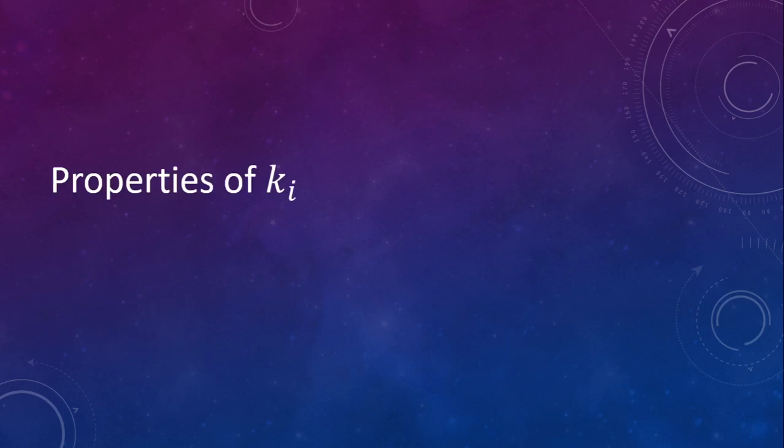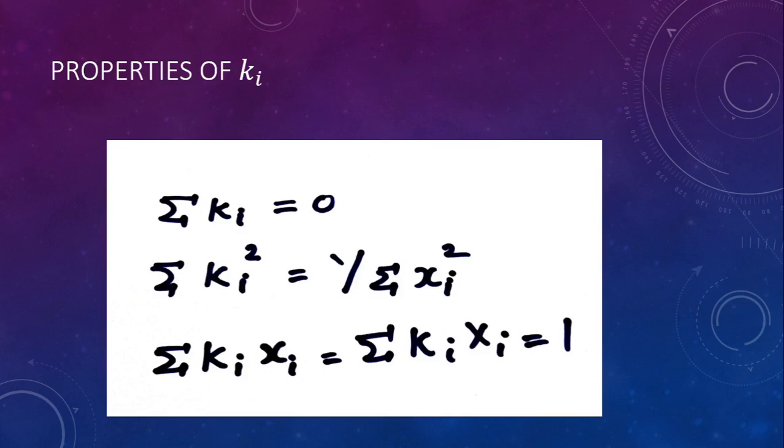Now let us examine some important properties of ki. These are the important properties of ki. Sigma ki is equal to 0. Sigma ki square is equal to 1 by sigma xi square. Sigma ki xi is equal to 1, and that is sigma ki capital Xi is also equal to 1. So these are the important properties of ki. So we have to apply these properties to prove Gauss-Markov theorem.